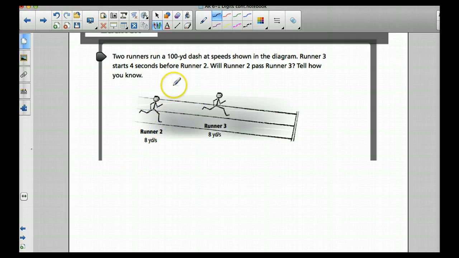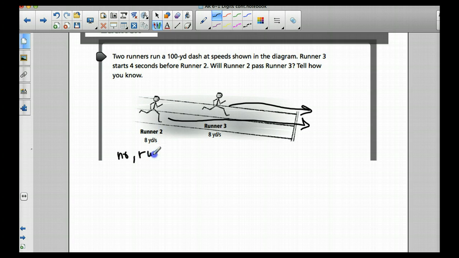So let's think about this. Runner 3 starts 4 seconds before, but he's going the same rate as runner 2. Will runner 2 ever pass runner 3? No, because by the time runner 3 is here, runner 2 will just come 4 seconds after that because they're going at the same rate. So the answer to this question is no.